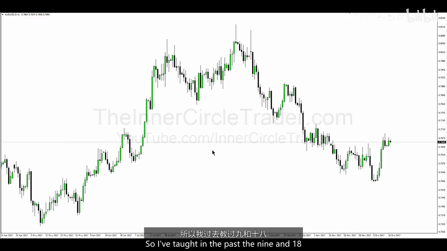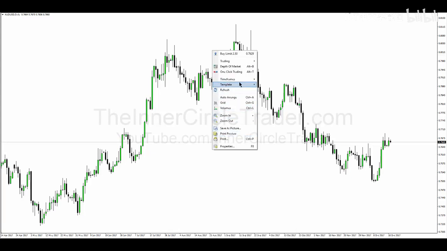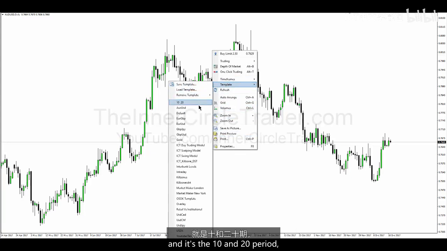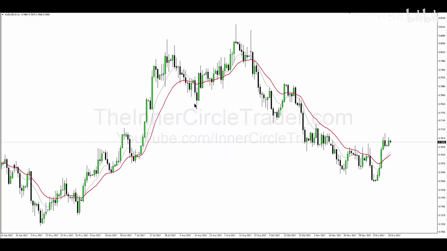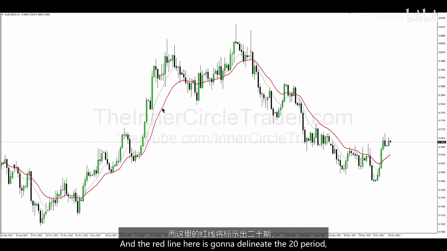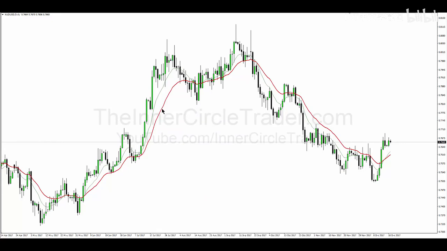So I've taught in the past the 9 and 18 and an 18 and 40, but I'm going to give you one that's really simple, and it's the 10 and 20 period. Okay, and the red line here is going to delineate the 20 period. Okay, and the green level here is going to delineate the 10 level. Okay, so it's a 10 period and a 20 period moving average.